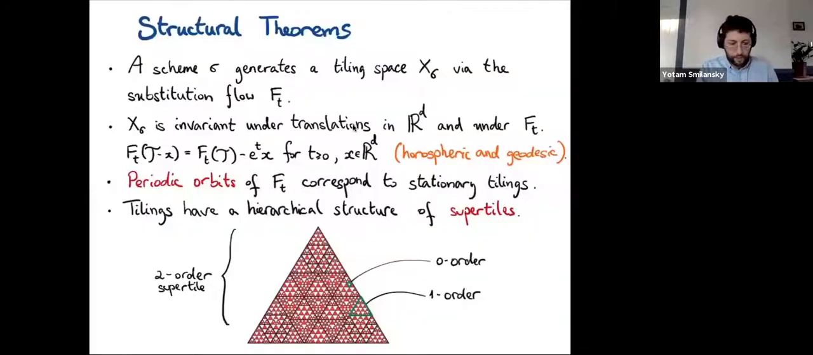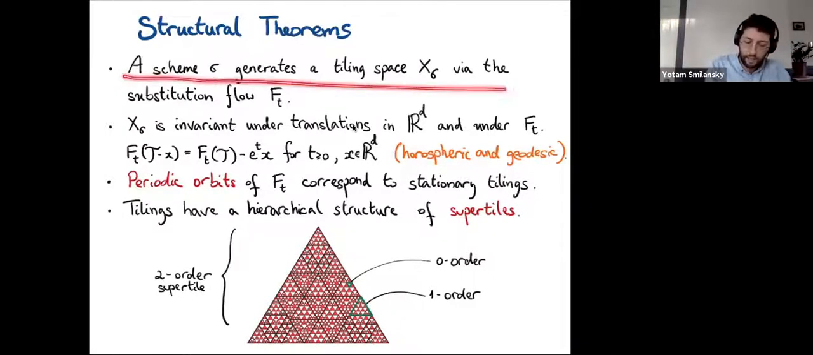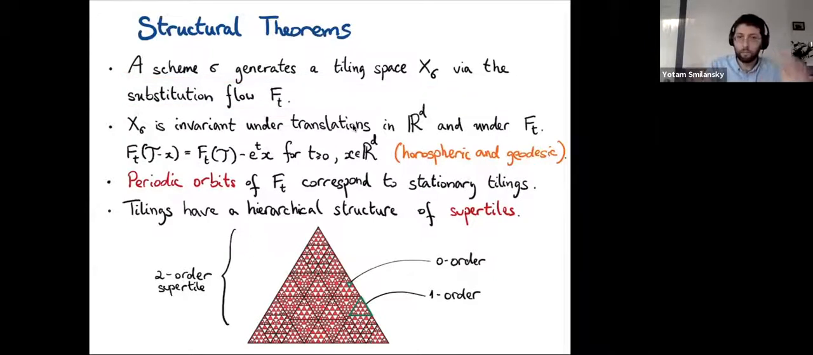So let me briefly, I will not go into depth, just discuss some of our results. Essentially the paper and our project, which is ongoing, but the first paper was just the construction and then a bunch of theorems that we prove, mostly the basic first questions that you would ask in different fields when you look at tilings. So the first structural theorem is existence, which we have proved, right? Because we just build them with our own hands. A scheme generates a tiling space. So that's fine. We are not talking about an empty concept.